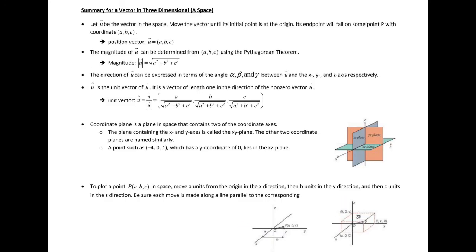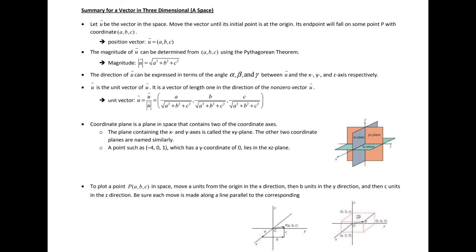Now let's do a summary for the vector in three-dimensional space. Position vector u is written as ABC, whereas the tail is at the origin and ABC is the coordinate of the head. Then we can find the magnitude of the vector u by using the Pythagorean theorem, but with one more component, z. So instead of x squared plus y squared, now we have x squared plus y squared plus z squared. And the unit vector will be the vector u divided by the magnitude of vector u.